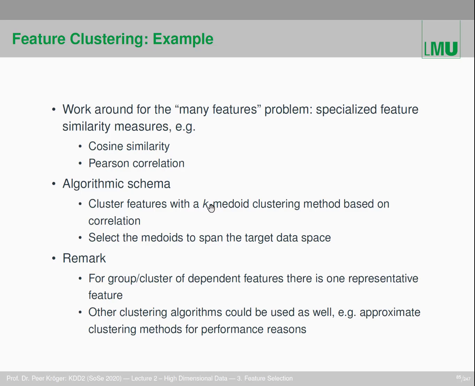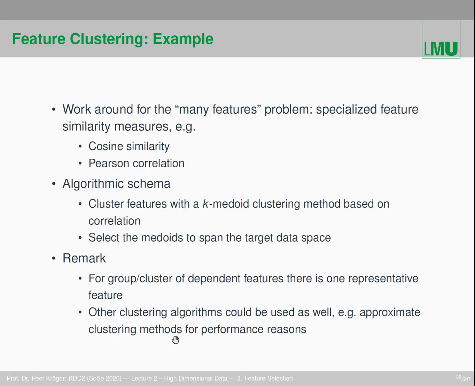Since you want to have a k-dimensional subspace, that is easy to control because k-means, k-median always gives you k clusters, so you always end up with k new features, which are the medians of the original features in the clusters. Just take care that for each cluster, for each group of dependent features, there's just one representative feature. Maybe a good idea or not, I don't know. It depends probably on the application.